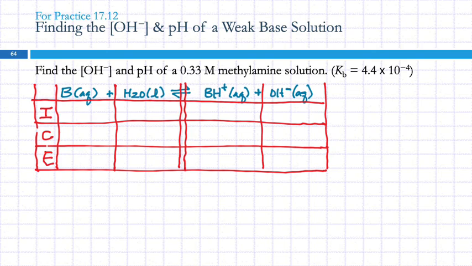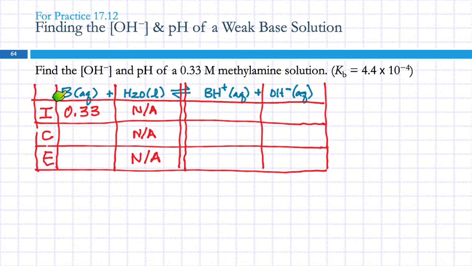So our ice table. Well, what's this 0.33? What's that the concentration of? It's the methylamine. That's the initial concentration that we're going to put into our ice table. So 0.33 is the concentration of our base. What's the concentration of water? We don't need the concentration of water, right? We don't even need that column in there, really.